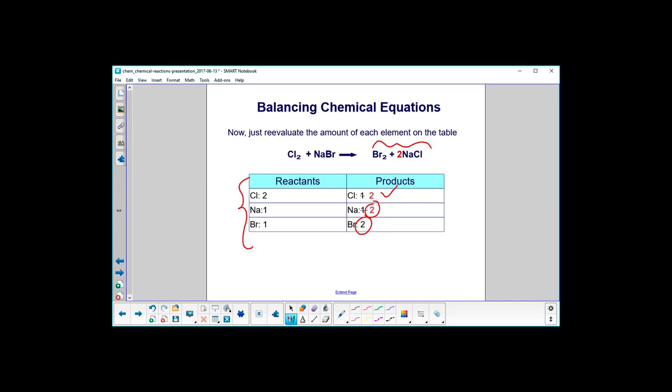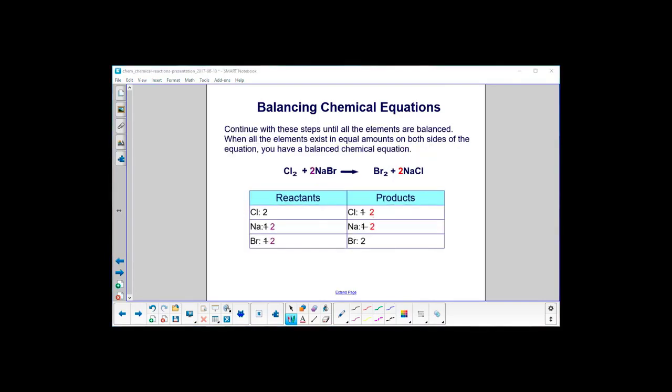Just take a look at it for a second. Maybe you can figure it out before we get there. And when you're ready, advance the slide. Well, I'm hoping you saw what to do. When we multiplied this by 2, we wound up with 2 chlorines, 2 sodiums, and 2 bromines. You look to the left, we have 2 chlorines, that's good, but we only had 1 sodium and 1 bromine. How can we make them 2?